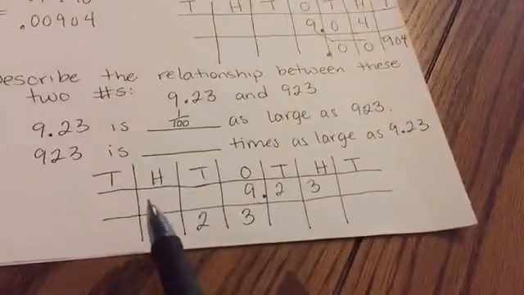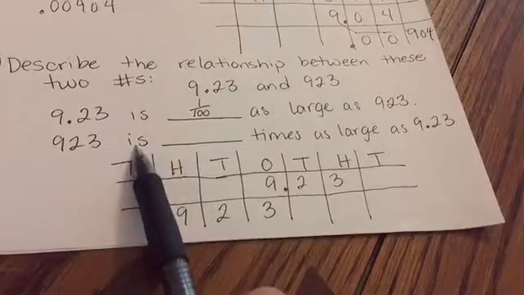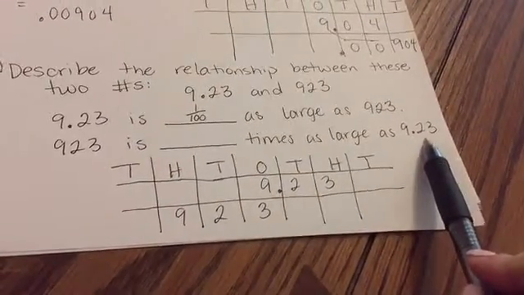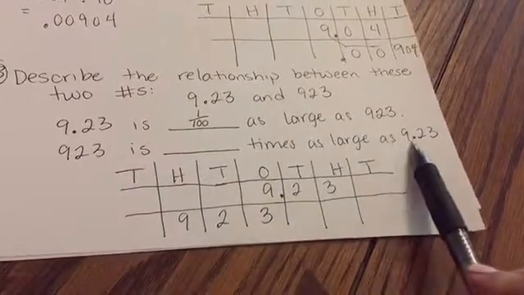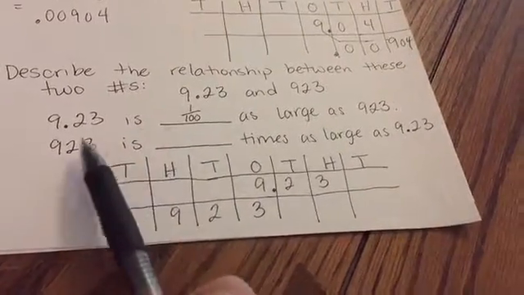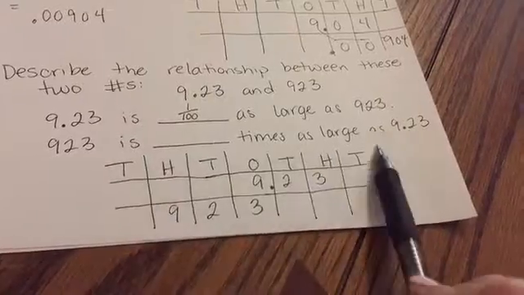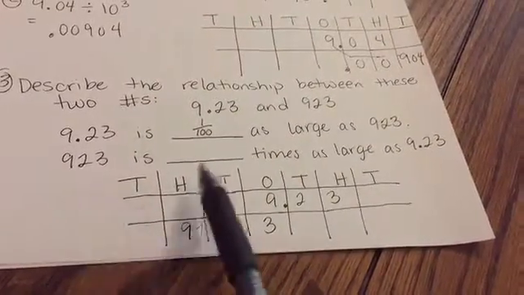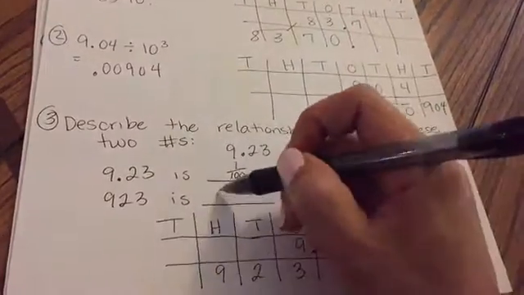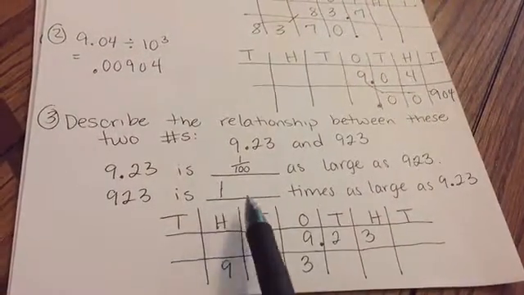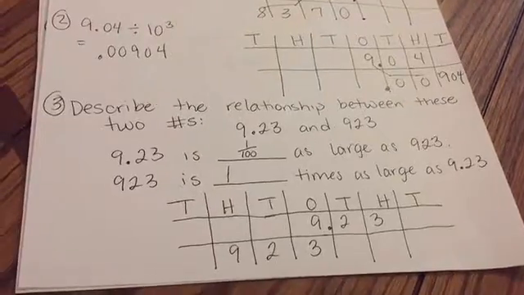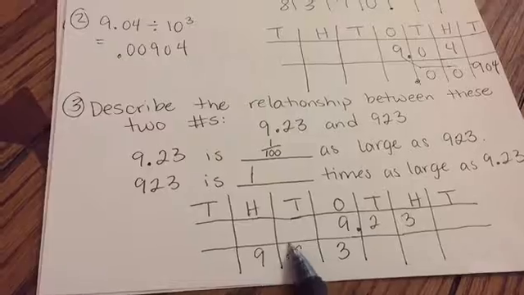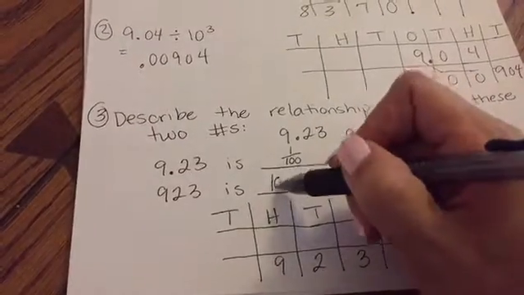If we look at this second statement here, 923 is blank times as large as 9 and 23/100ths. So we're comparing this number to this one. Basically we started here and then this happened. So we want to know, what did we multiply by to make that change? Since we know that this number is larger, this is going to be a whole number. So I told them, go ahead and set it up. We just need to figure out how many zeros. So we'll refer to our chart as well. Again, we were here and we ended up here. So we did 1, 2, which means we are going to have 1, 2.